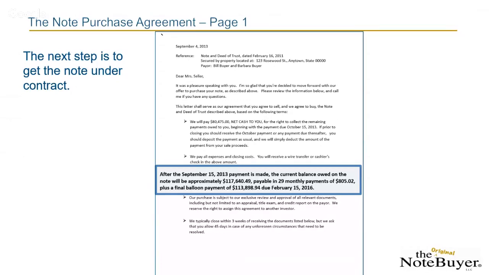The reason that I say approximately is they may use a slightly different amortization. What happens is there's different ways of calculating your interest. Sometimes it might be based on a 365-day year, sometimes 360 days, and that can throw it off by just a few pennies. So in case they've run an amortization and I didn't get to see it, that's why I say approximately. The important part is that it is payable in 29 monthly payments of $805 plus a final balloon payment of $113,898.